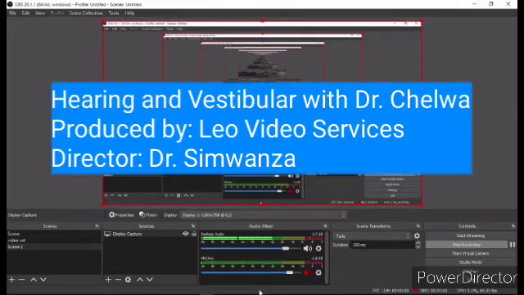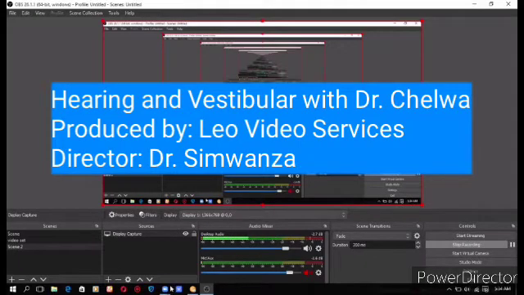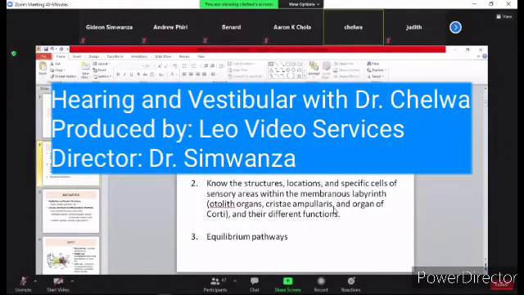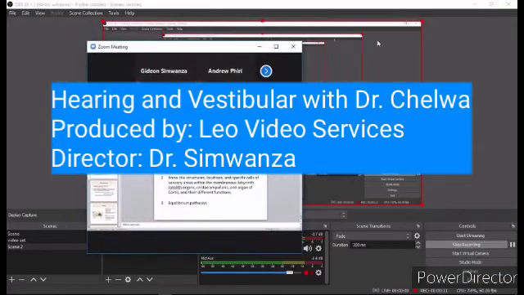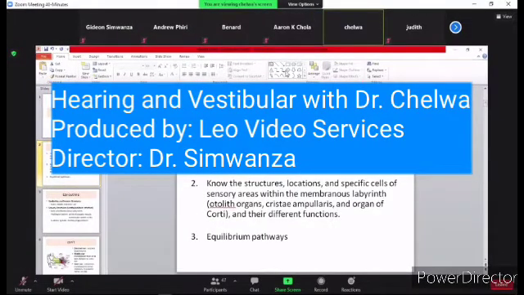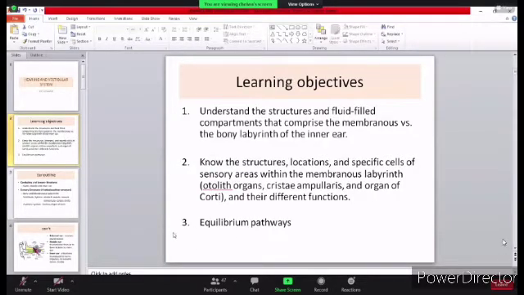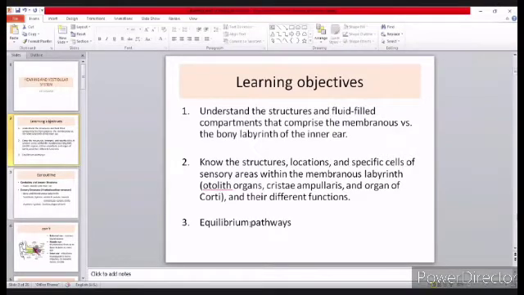and the bony labyrinth of the inner ear. It is also going to help us understand a little bit more and know the structures, the allocation, specific cells of the sensory areas within the membranous labyrinth, as well as that of the semicircular canals and so forth, and also their different functions. And the last part, we'll be able to mention the equilibrium pathways, as well as the hearing pathways.